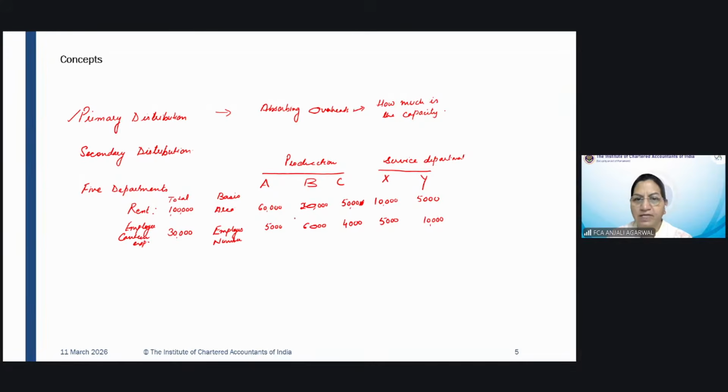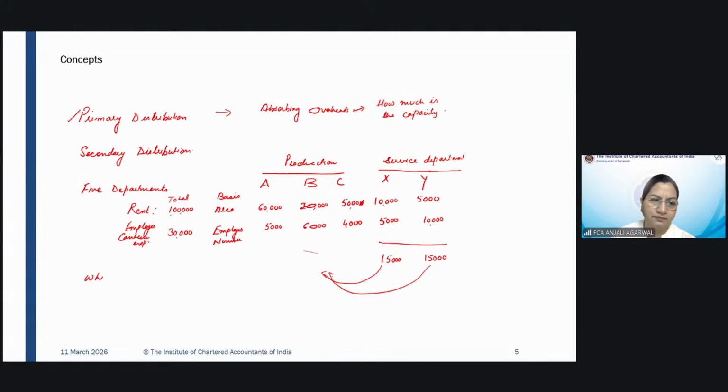Similarly here, A, B and C are three production departments and X and Y are service departments. The overheads were apportioned to the service departments also, and both the service departments had to bear an overheads cost of 15,000. But service departments are not manufacturing anything. They are not generating revenue. They are only providing services to the production departments to smoothen the operations or production. So the service departments' overheads should again be allocated or charged back to the production departments. That concept is called secondary distribution.